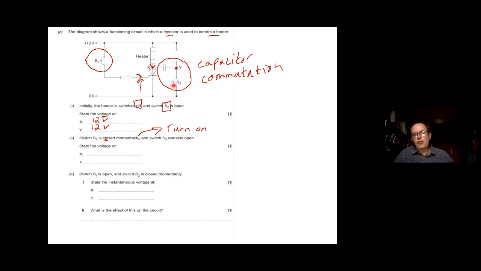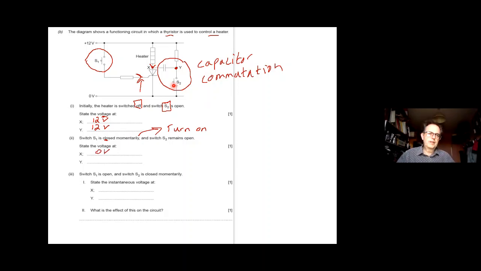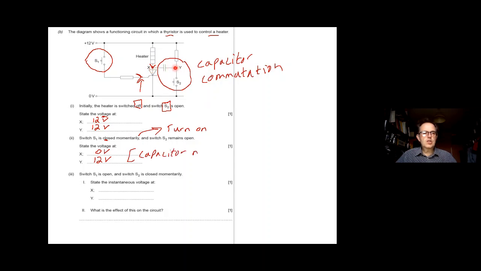So S1 is hopefully a momentary press, bang. Press it, that's going to trigger the thyristor, switch it on. Once it switches on, basically it's got no resistance, current is coming down, so that is basically touched to ground, so there's the naught. Y is still at 12 volts. But what's important now to remember is that a capacitor has now been charged. Okay, 12 on one side, naught on the other, so effectively it's charged.